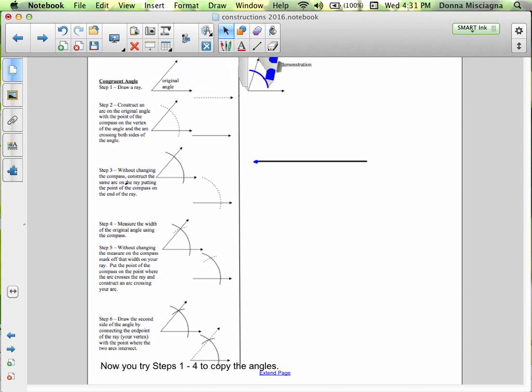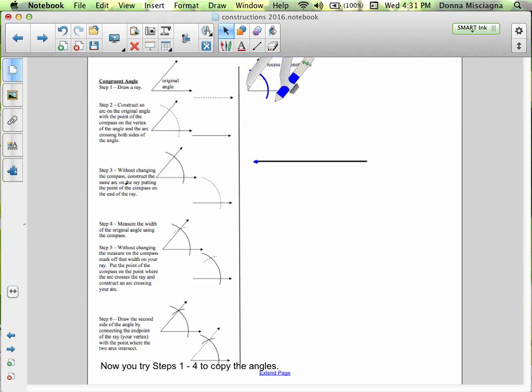And draw an arc. Yay! All right, so notice I didn't put the arc too close to the vertex, and I didn't put it at the edge. It's really easy to make a mistake when you're trying to copy your angle. If you put it at the edge, it's hard to measure it. So just put it in the middle somewhere.